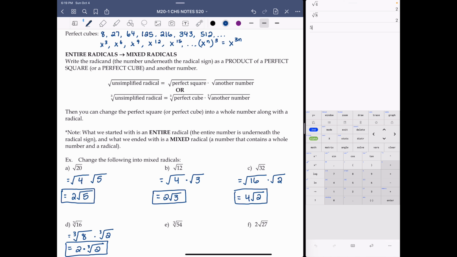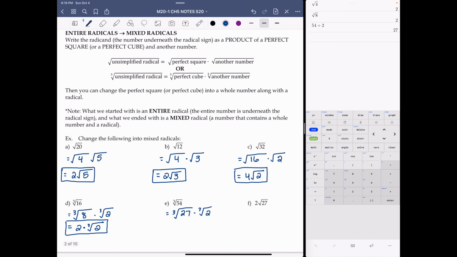54, let's see, 54 divided by 2. Okay, half of 54 is 27. So our number from our list of perfect cubes has to be 27 or smaller. Looking at our list of perfect cubes, there's two numbers, 8 or 27. So we know it would be 27 because that is exactly half of 54. So we write it as the cube root of 27 times the cube root of 2, because 27 times 2 is 54. The cube root of 27, math, number 4, 27, enter, is 3. So we have 3 times the cube root of 2.